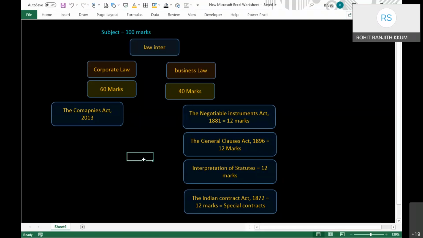Okay. So before I start with the business law, what is my responsibility? I will teach Companies Act, negotiable instruments, general clauses, and interpretation. Contract Act will be taken care of by another faculty. This is what is in my responsibility. Okay.